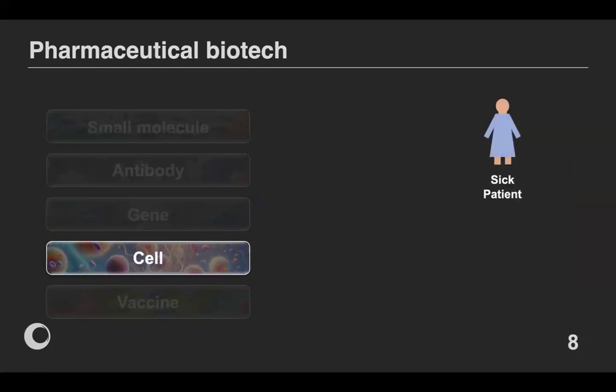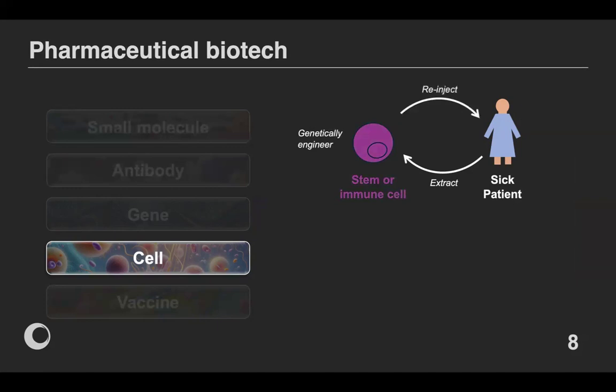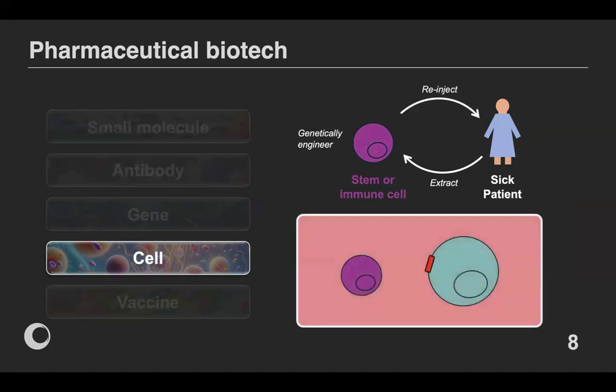Now, the fourth industry that I'm going to go over is the cell therapy space. The idea here is that if you have a sick patient, you can actually extract stem or immune cells from that patient. You can genetically modify or genetically engineer those cells in a way that when they're re-injected into the patient, they have some sort of therapeutic response. For example, if you had a genetically engineered immune cell, oftentimes this can be something like a T cell. These T cells can start recognizing the surface protein of, for example, a cancer cell and start killing it.